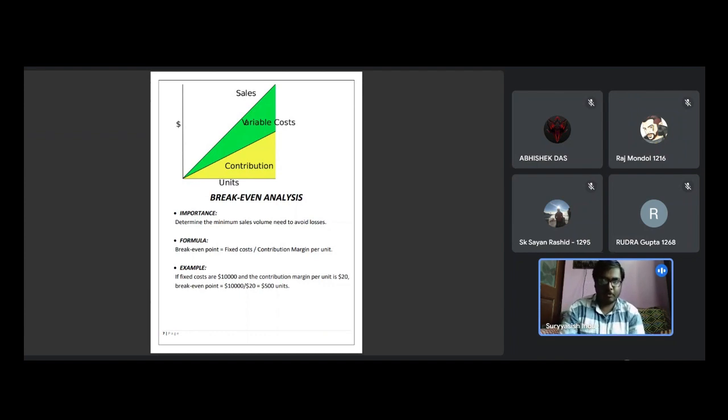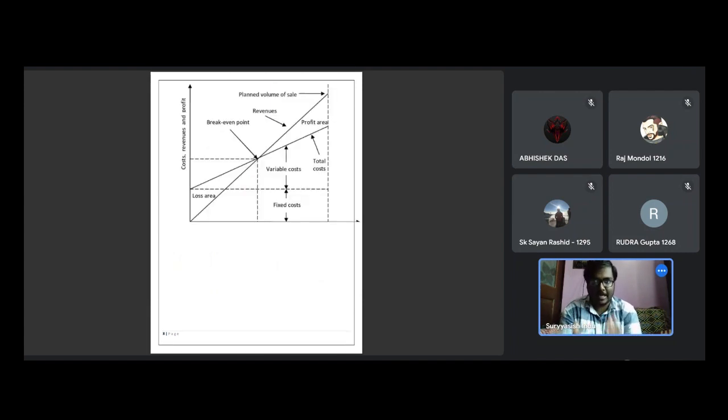So I will be discussing break-even analysis. Importance. Determine the minimum sales volume needed to avoid losses. Formula. Break-even point is equal to fixed cost divided by contribution margin per unit. Example. Suppose fixed cost is $10,000 and the contribution margin per unit is $20. Break-even point is equal to $10,000 divided by $20. That means it will become 500 units. Next slide, please. And this is the diagram of our break-even point analysis.